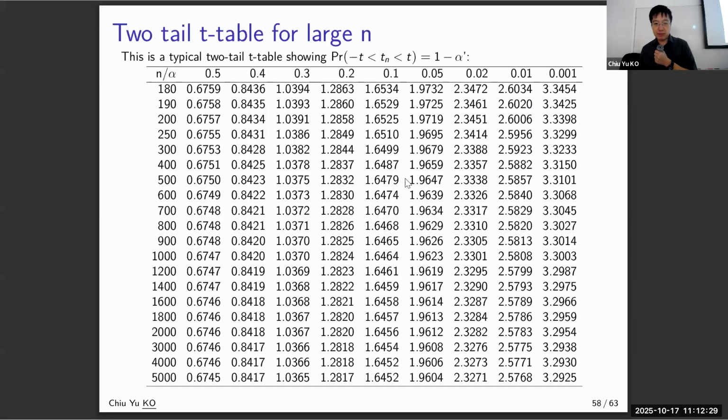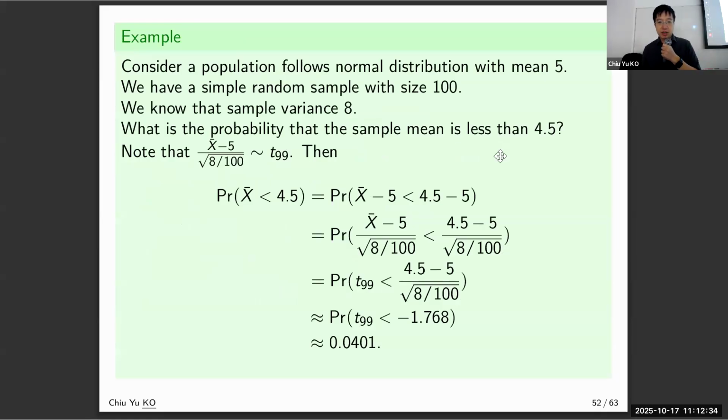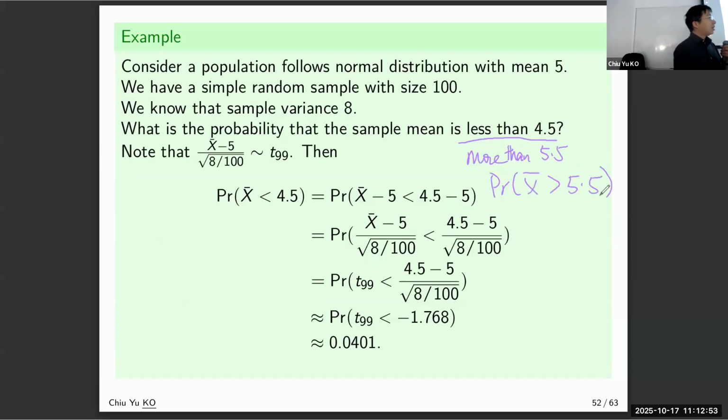Since we have some time, let me do another exercise here. Instead of less than 4.5, let's ask a different question: X bar more than 5.5. Let me show you how to calculate that. Hopefully that would ease your concern a bit. Let me write down the solution first.